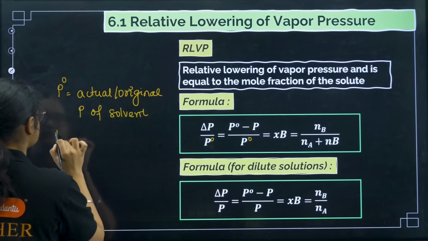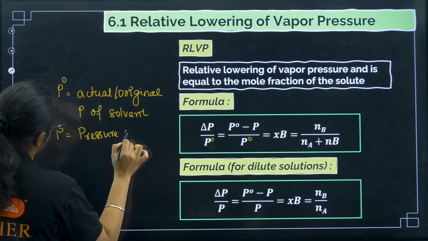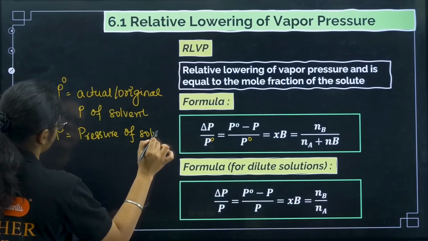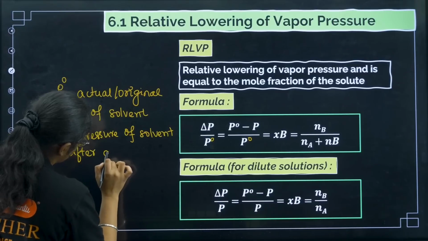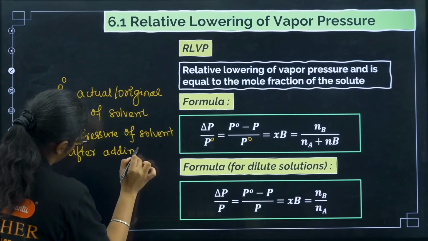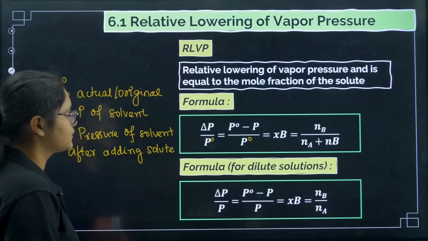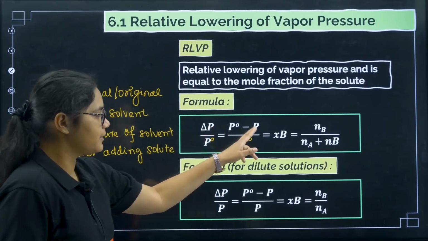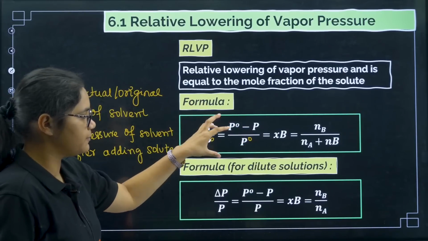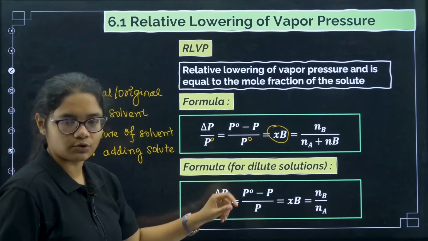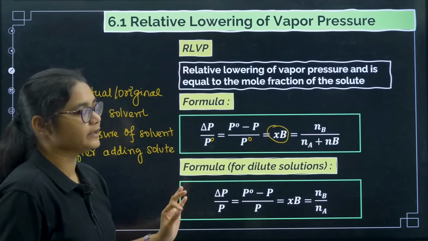Okay, P naught. Similarly, P is the pressure of the solvent after adding solute. So that is P naught minus P by P naught is equal to the mole fraction of the solute. So you can see this property depends on the number of moles of the solute. So it is depending on the amount of solute added. So that is why this is a colligative property.